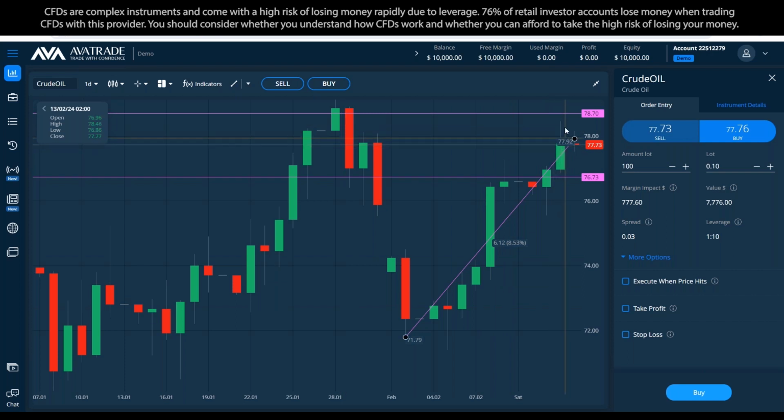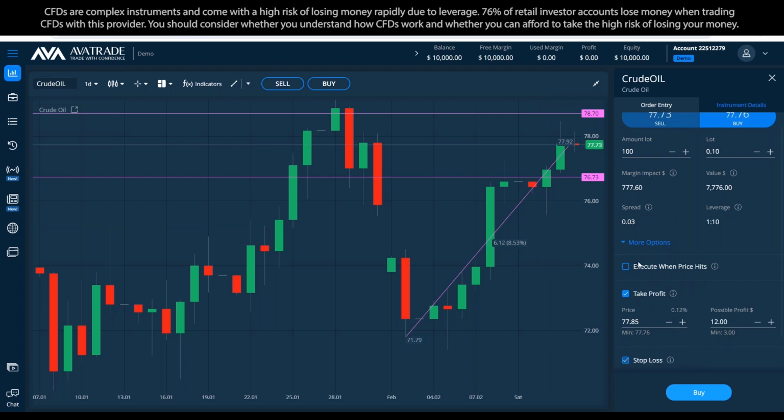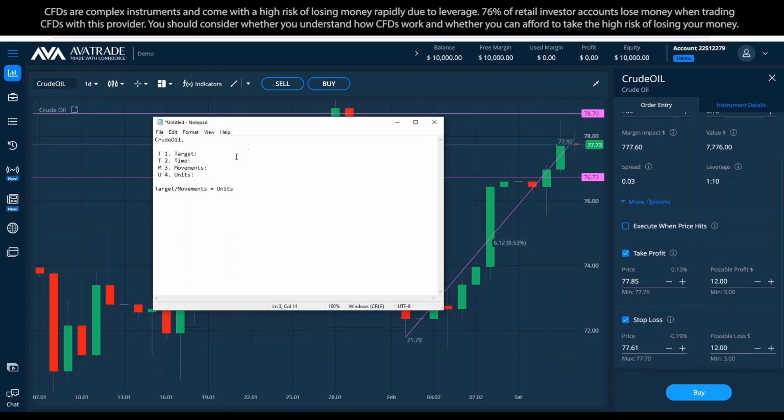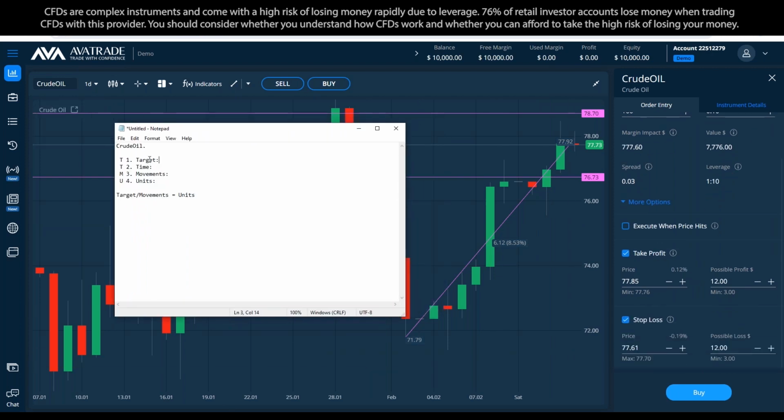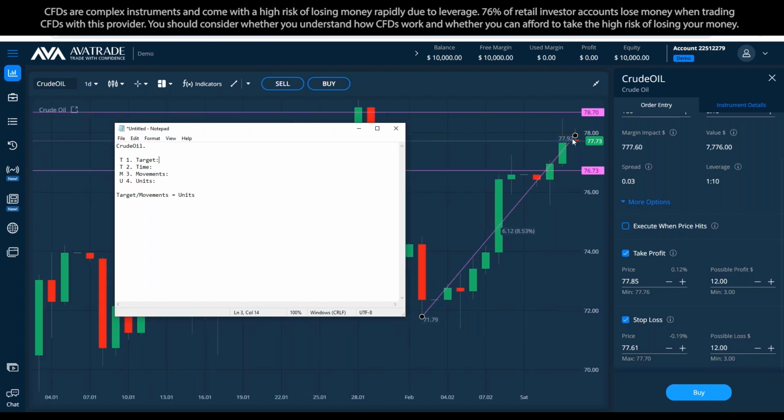Okay, this might be a little reason for concern because the buyers couldn't take over the sellers at this point, and it couldn't get to the resistance. But let's assume we still think it can keep going up. Now what I'm going to do is set myself a target, so if I buy and I was right and it goes up, I know when to close the position.